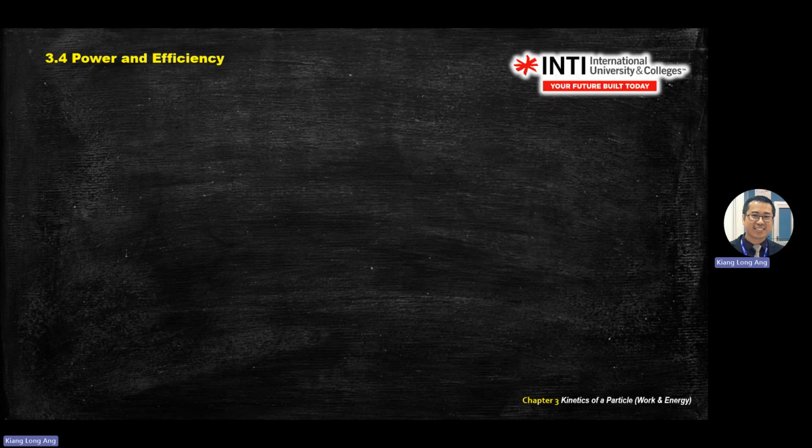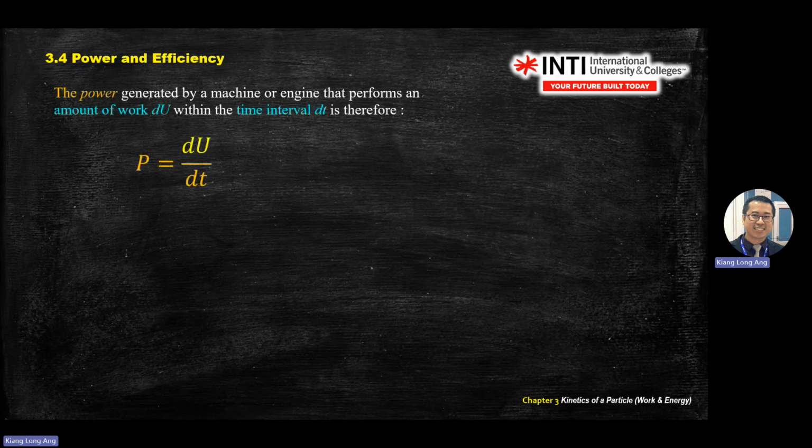Power and efficiency. Now, what is power? Power is the rate of work. What do I mean by rate of work? You take the change of work here. Power equals dU/dt. Meaning, when you go into power, sometimes your energy will be in equation form. You need to differentiate it with time, then it becomes power.